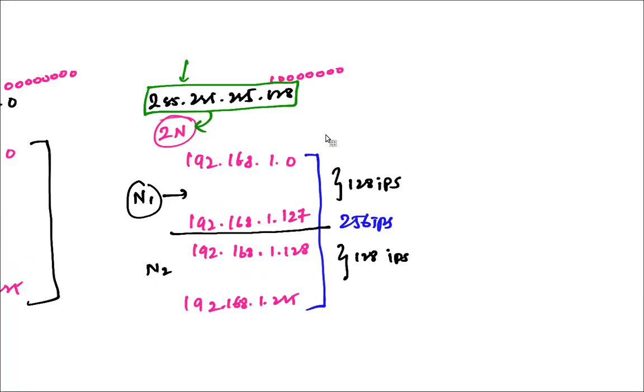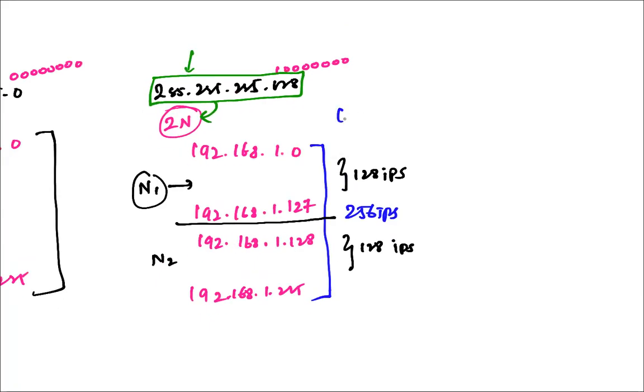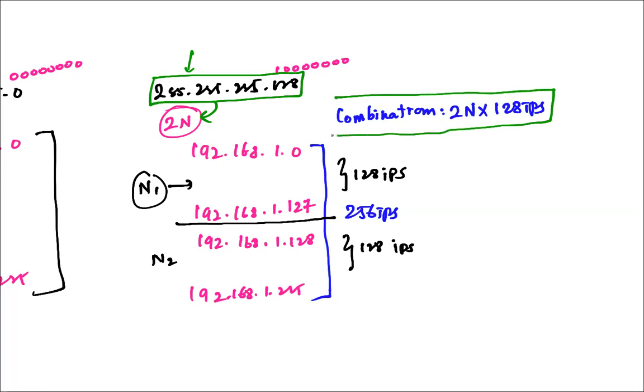Now, I always use this word in my classes, guys: combination. It means the number of networks and the number of IPs. So what is the combination right now? We have 2 networks, right? And how many IPs do we have in each network? 128 IPs. So 2 networks, and each network will have 128 IPs. This is important to learn subnetting. So the combination is 2 networks into 128 IPs.